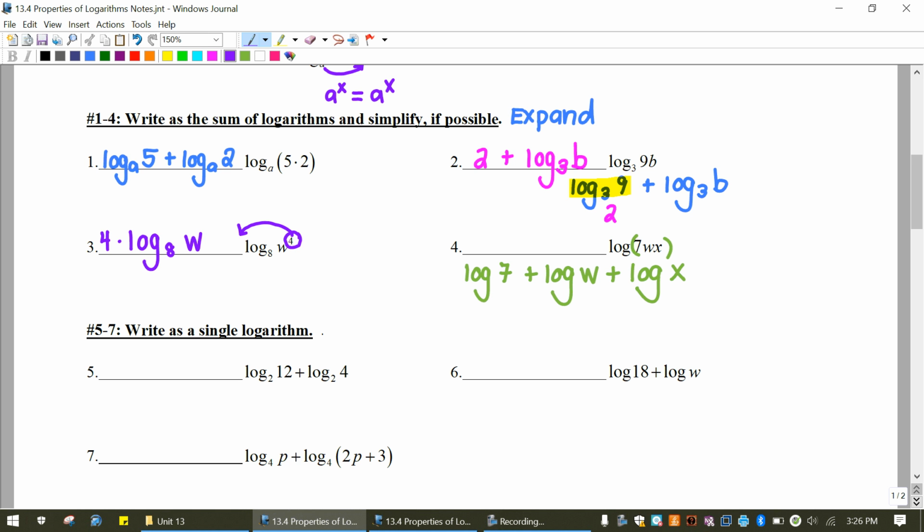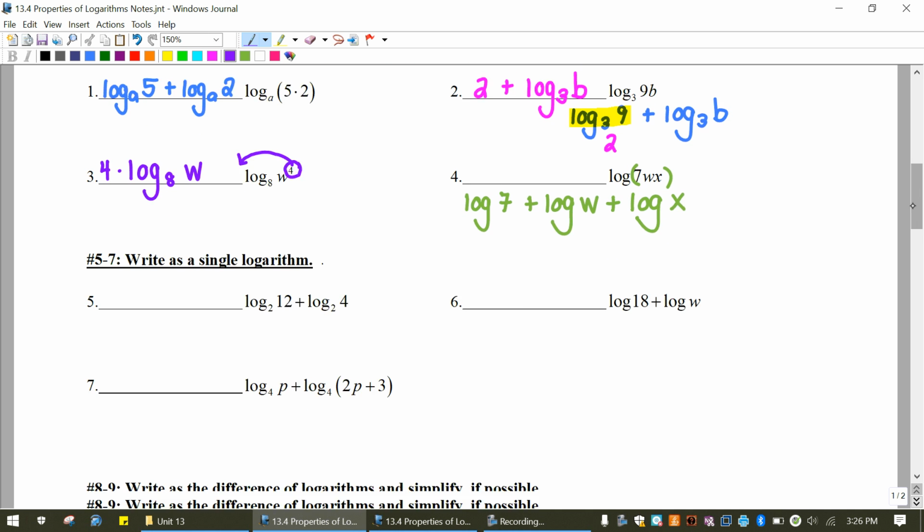Okay, so that's expanding. It's when you're given a single logarithm and you have to write it as multiple logarithms as a sum or a difference. So if there is a product, you're going to have addition in between them. If these had been divided, this would be subtraction.